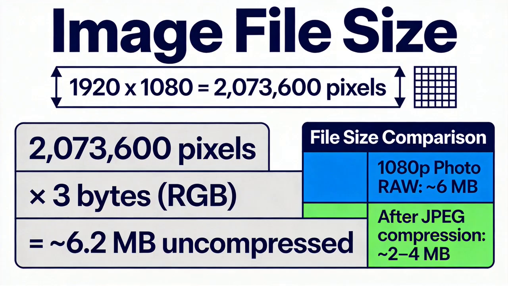That's why image formats like JPEG and PNG use compression. JPEG throws away some detail your eye won't notice, like making nearby similar colors look identical. PNG keeps everything exactly as is, but finds clever patterns to reduce repetition. Both shrink that 6 megabyte file dramatically, but underneath, it all starts with bytes.